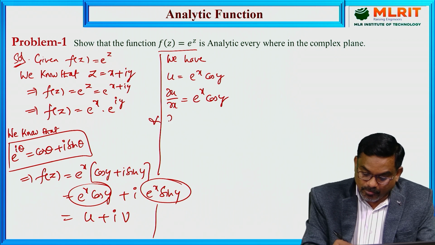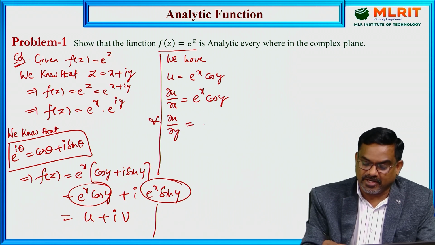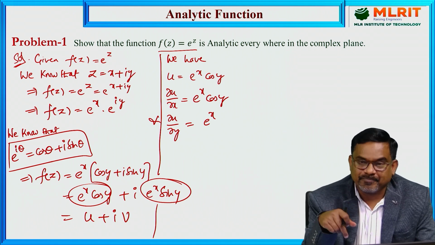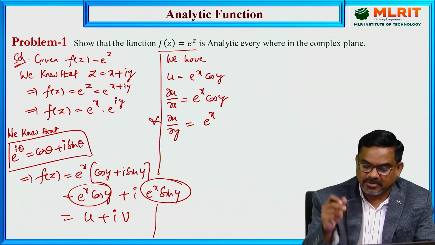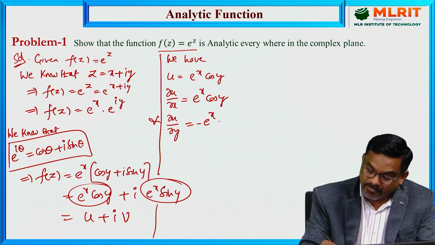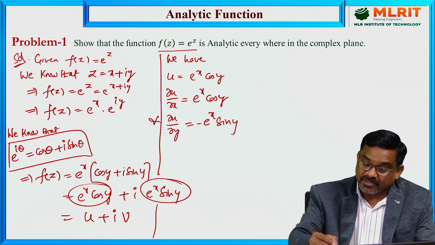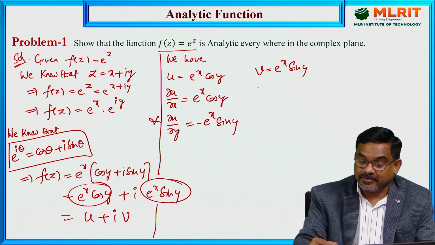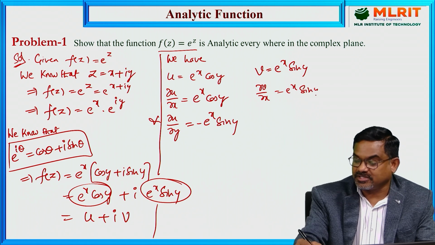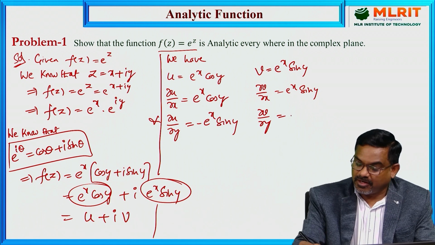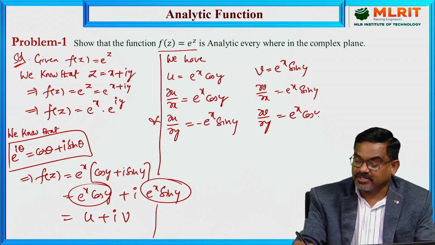And ∂u/∂y. Now, we are differentiating partially with respect to y, so we treat x as constant. Keep e^x constant. Differentiating cos y, we get minus sin y. Next, what is v? e^x into sin y. So, ∂v/∂x is e^x into sin y, treating sin y as constant, since the derivative of e^x is e^x. ∂v/∂y equals, now e^x is constant, the derivative of sin y is cos y.